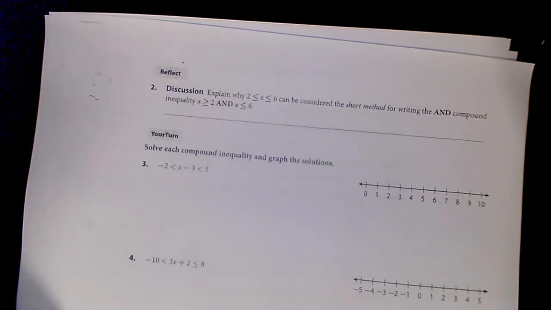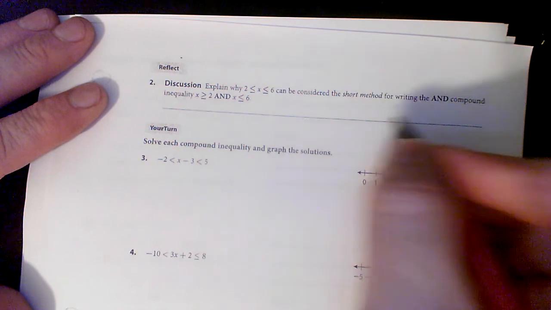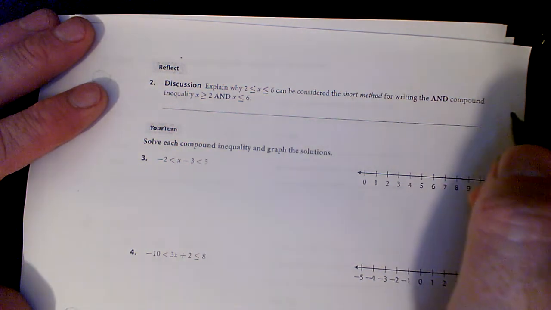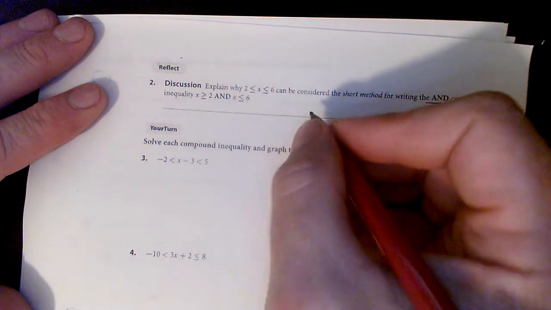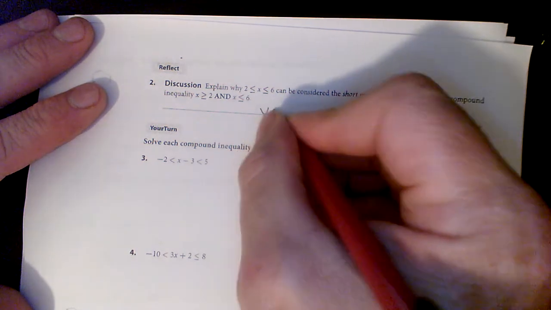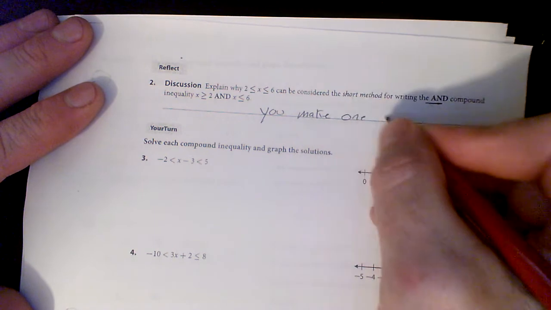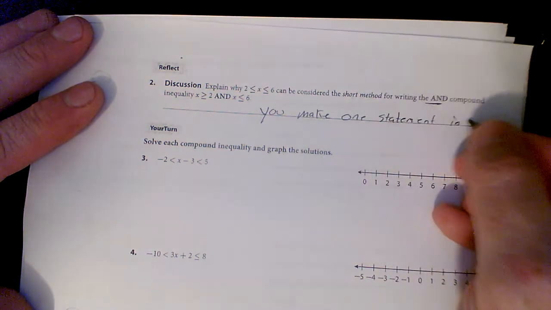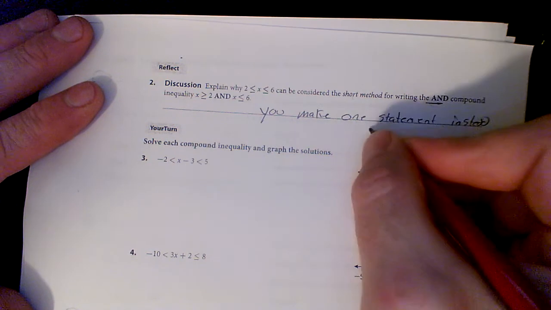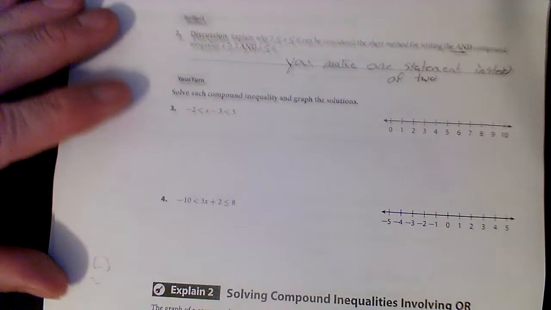There's a couple more here. All right, explain why 2 is less than or equal to x, which is less than or equal to 6, can be considered the short method for writing the and compound. We're going to make 2 statements. So we make one statement instead of 2.